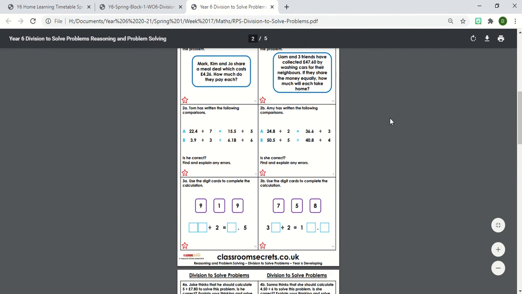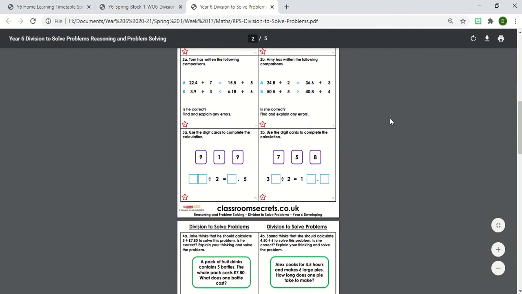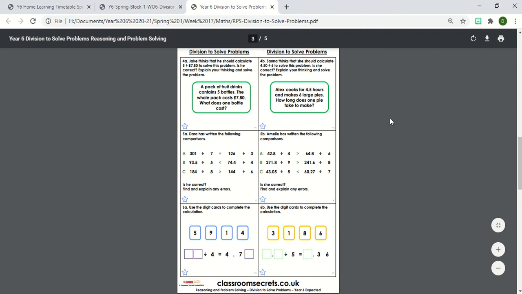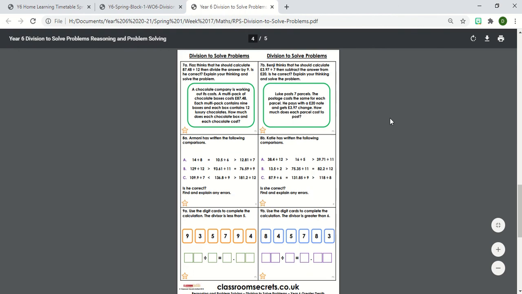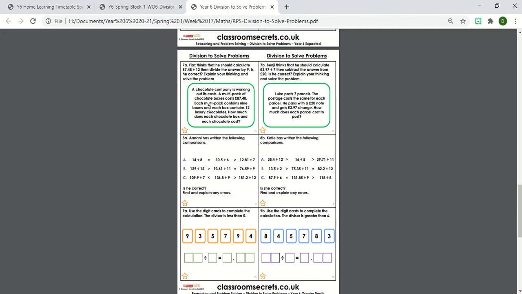But again, bronze questions 1, 2, and 3. Silver questions 4, 5, and 6. And then gold questions 7, 8, and 9. Gold and platinum for questions 7, 8, 9.